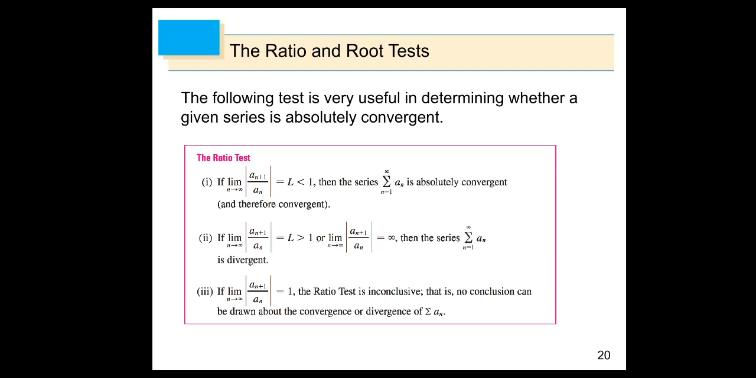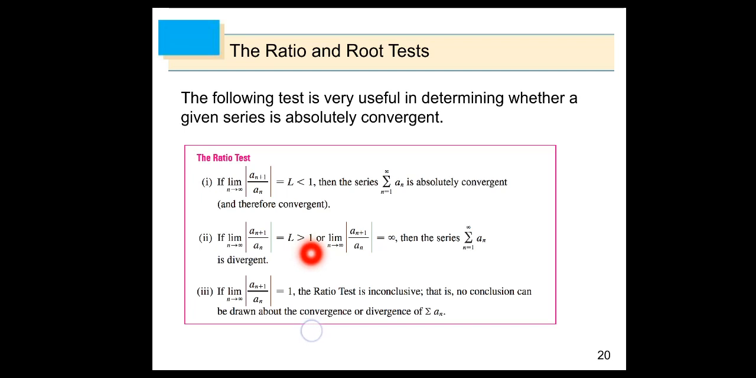So I mentioned we will have the value L. If our L is less than 1, the series is absolutely convergent. If our value of L is greater than 1, it means the series is divergent, understand? And if the value of L is equal to 1, it means that the ratio test is inconclusive.